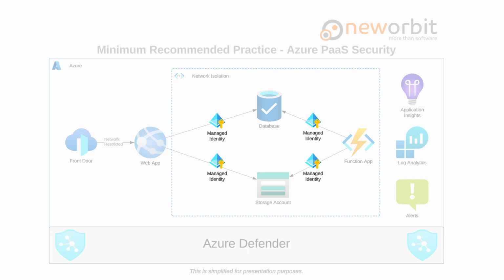So if, for example, you need one of your web apps to talk to a function app, you can use Managed Identity to secure that too.